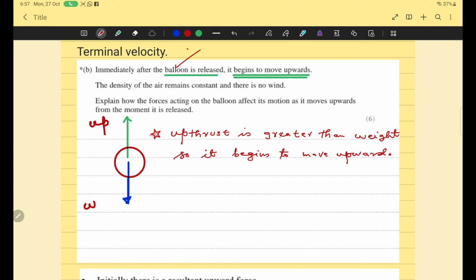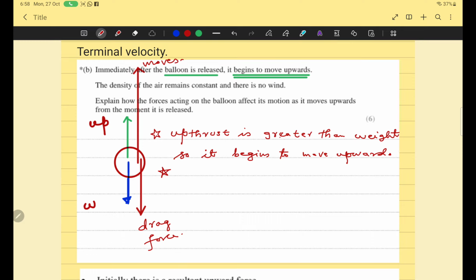But when it moves upward, I was asking you, when it starts moving up, one more new force will start acting on it. Do you know which force? When an object moves, then against the movement drag force is produced. When the balloon was not moving, no drag force, no air resistance. But when the balloon moves upward, then drag comes into action.